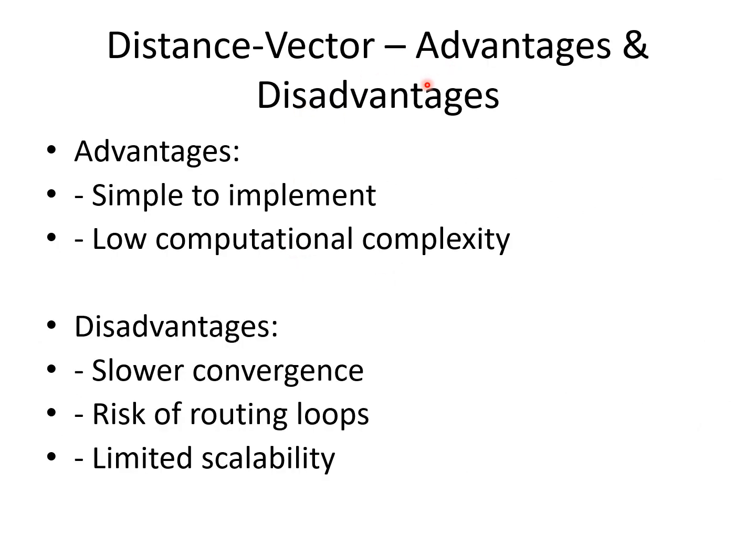What are the advantages and disadvantages of distance vector routing? The advantages are that it is simple to implement and has low computational complexity. The disadvantages are slower convergence, risk of routing loops, and limited scalability. That means it cannot scale for large networks. This was all about the distance vector routing algorithm.